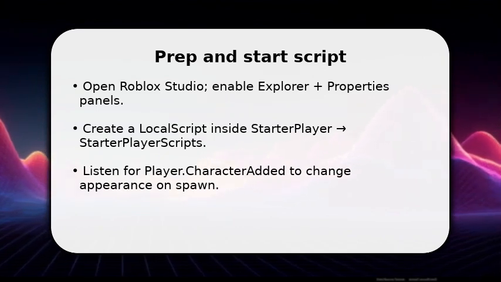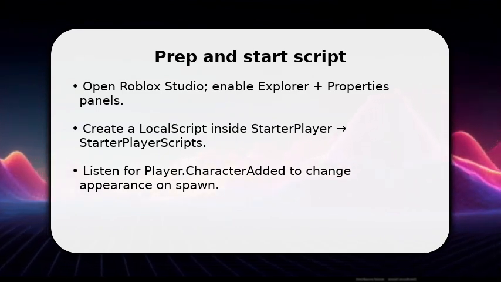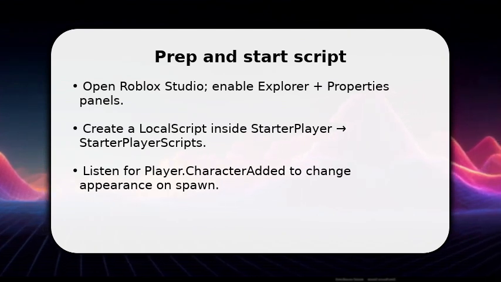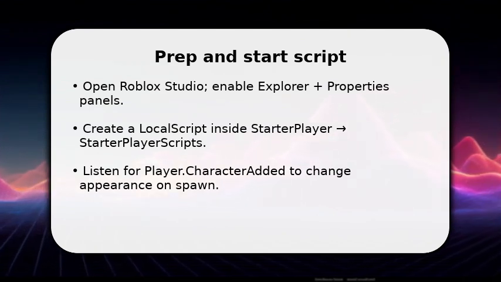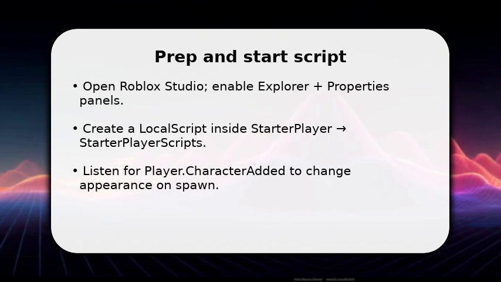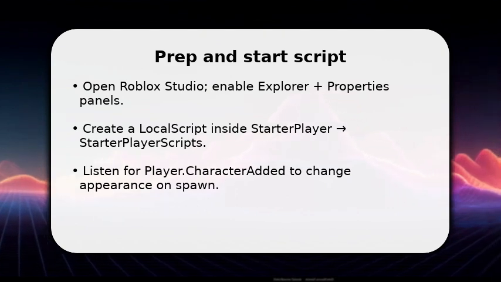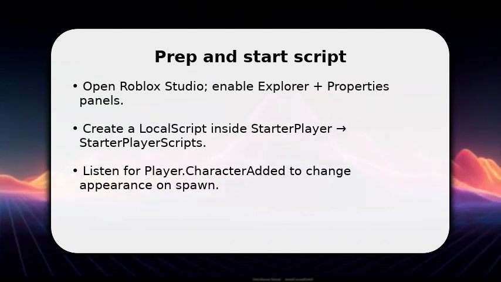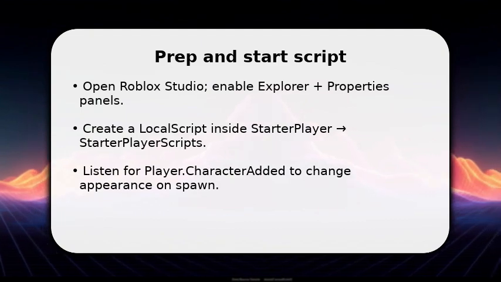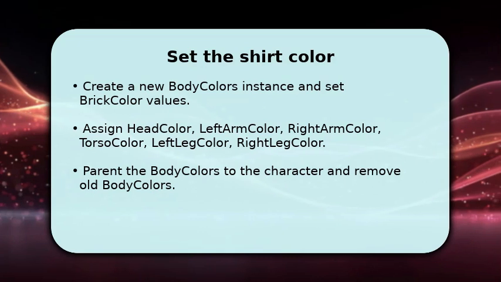Once done, get the newly created character instance and remove or replace any existing body colors object. That immediate hook ensures you don't override custom outfits later and prepares the character so your color changes apply every time the player spawns. Now you set the actual colors.